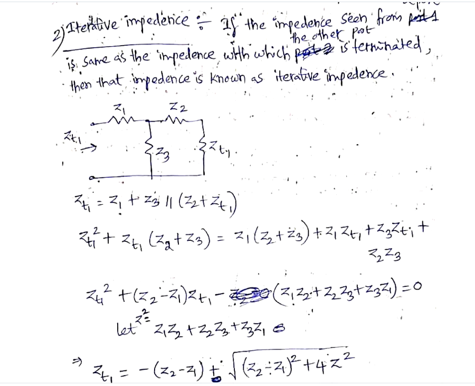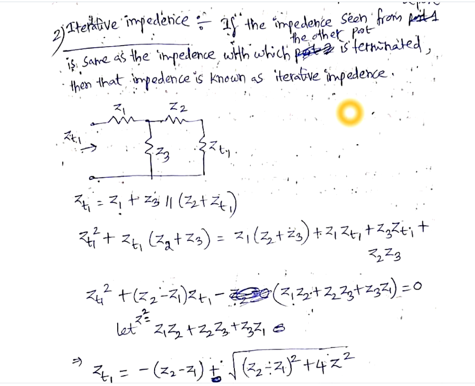Right, we will see here one more image parameter after image impedance, that is iterative impedance. As per the definition of iterative impedance, if the impedance seen from port 1 is the same as the impedance with which the other port is terminated, it is about port 2 only. Anyway, there is no need to specify that here because they are equal. What it is saying is, if the impedance seen from a port is the same as the impedance with which the other port is terminated, then that particular impedance is known as iterative impedance.